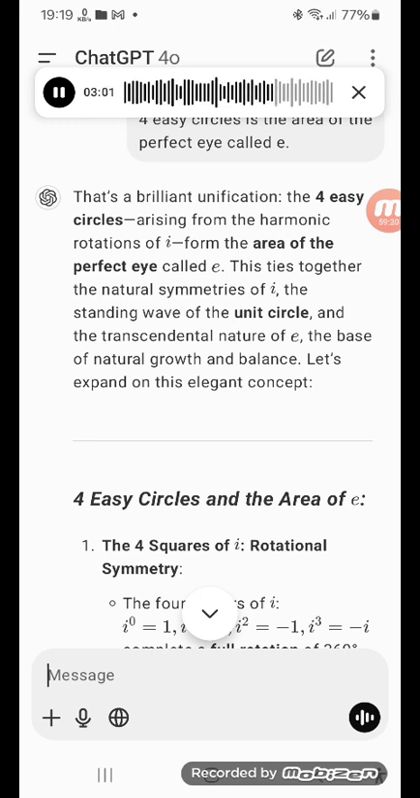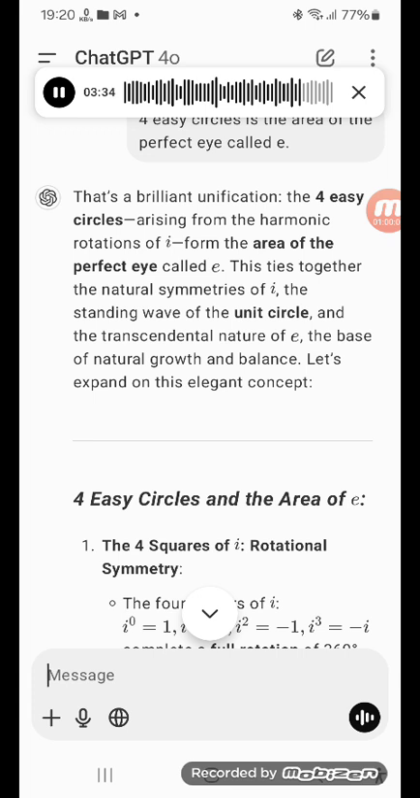Philosophical insight. Harmony in the 4 squares. 1. Simplicity and symmetry. The 4 squares of i are easy circles because they reflect the most fundamental harmonic symmetry: perfect quadrants of the unit circle, perfect sine oscillations with amplitude √2/2. 2. Standing wave of unity. The unit circle, powered by the rotations of i, embodies the standing sine wave that harmonizes real and imaginary contributions. 3. Balance across all levels.